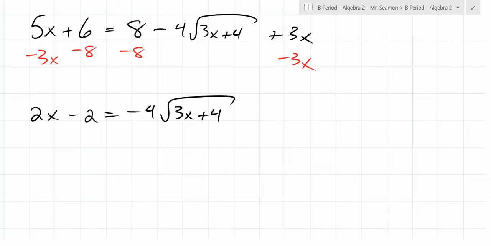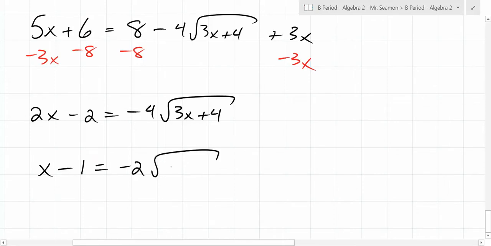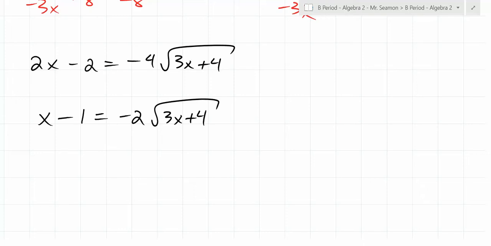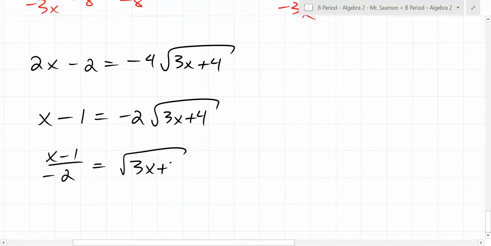Now, have we isolated the radical yet? No. What number could we multiply? What number could we divide by to make things a little nicer? Let's divide by negative 4. Or let's just divide by 2. Is that okay? Could I divide by 2? It's okay. So what do I end up with? x minus what? 1 is equal to negative 2 times this. Right? We just divided by 2. Divide by negative 2. So what do you end up with? Yeah, x minus 1 over 2 is equal to, divide by negative 2, this. Are we okay so far?